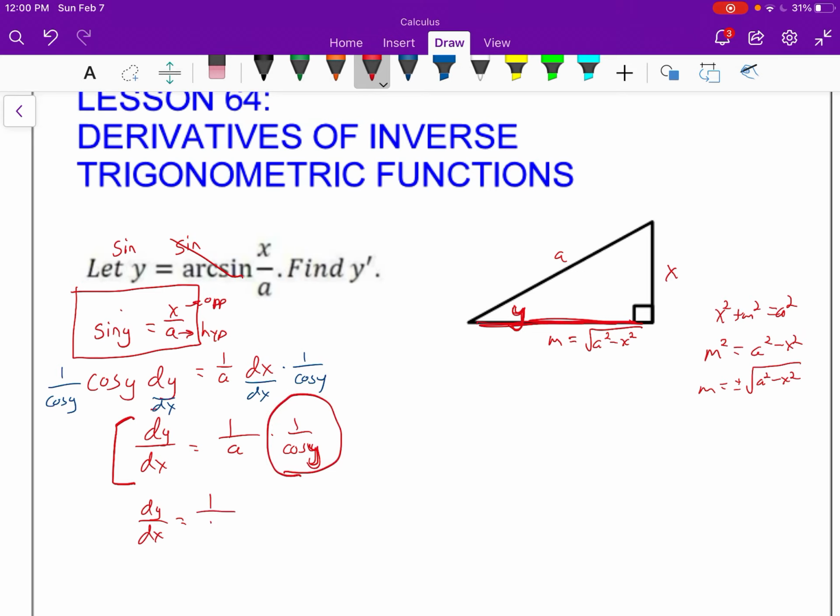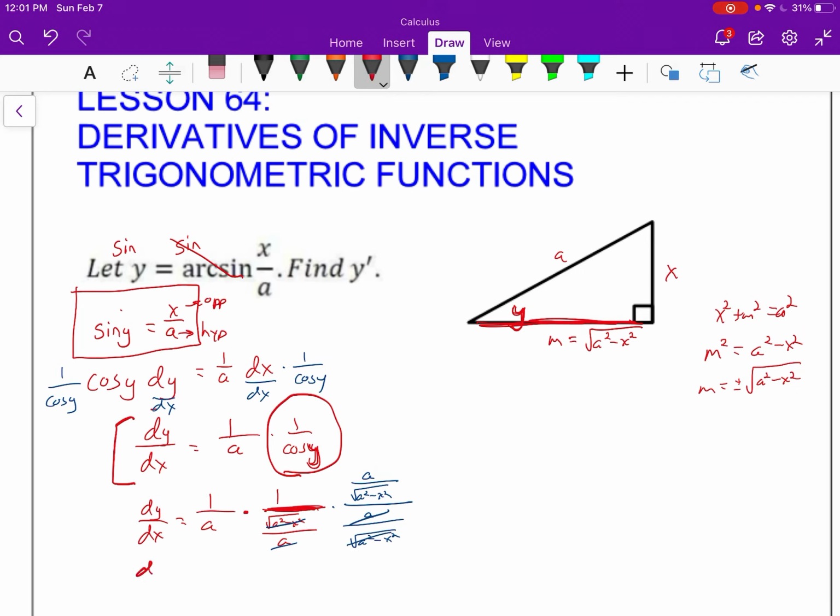Now we can state what this is. So we have 1 over a times 1 over the cosine of y. Well, the cosine of y is adjacent, square root of a squared minus x squared over a. And we can simplify this. We'll just multiply both top and bottom by the reciprocal of the bottom. That will cancel for us. There's different ways to simplify that, so this is just one of them. So a cancels with a.